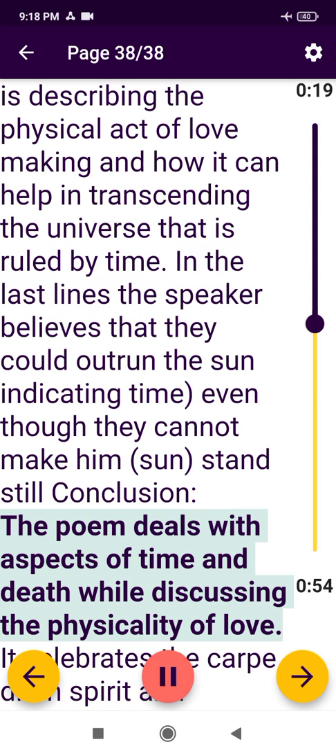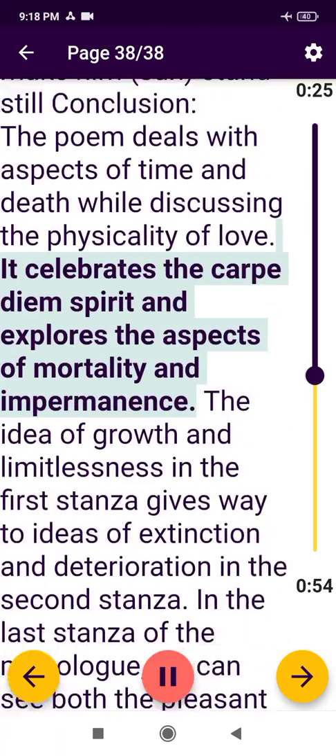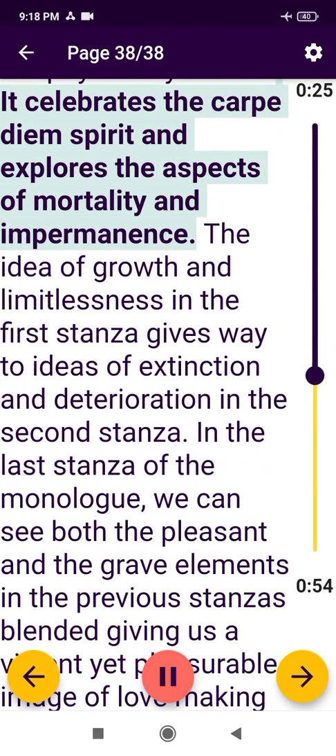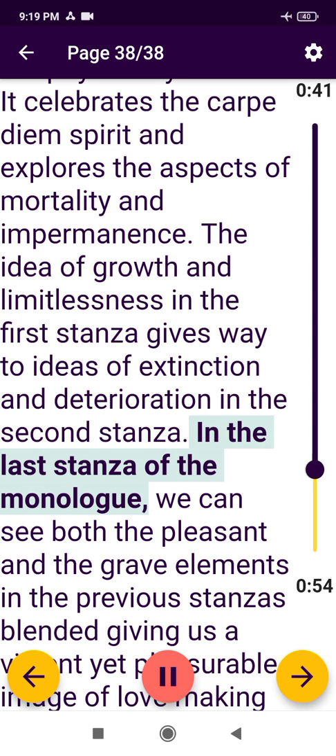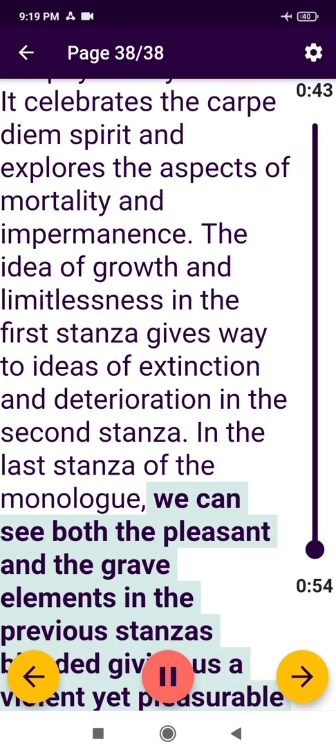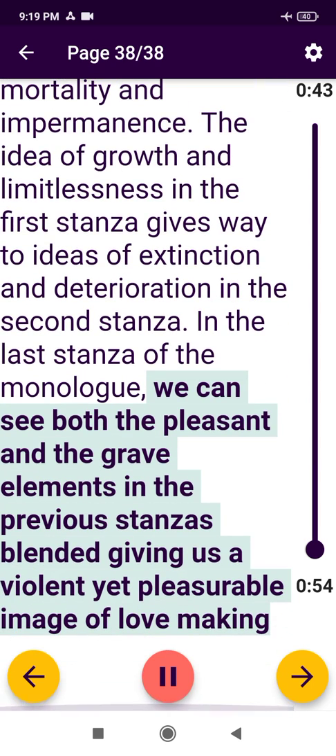Conclusion. The poem deals with aspects of time and death while discussing the physicality of love. It celebrates the carpe diem spirit and explores the aspects of mortality and impermanence. The idea of growth and limitlessness in the first stanza gives way to ideas of extinction and deterioration in the second stanza. In the last stanza of the monologue, we can see both the pleasant and the grave elements in the previous stanzas blended, giving us a violent yet pleasurable image of love-making.